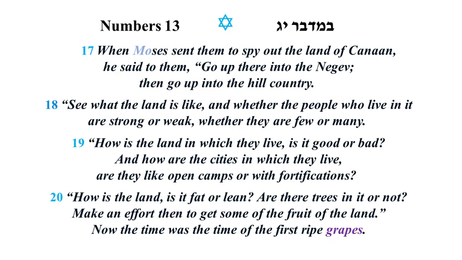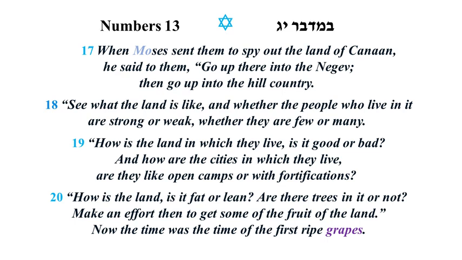See what the land is like, and whether the people who live in it are strong or weak, whether they are few or many. How is the land in which they live? Is it good or bad? And how are the cities in which they live? Are they like open camps or with fortifications? How is the land? Is it fat or lean? Are there trees in it or not? Make an effort then to get some of the fruit of the land. Now the time was the time of the first ripe grapes.